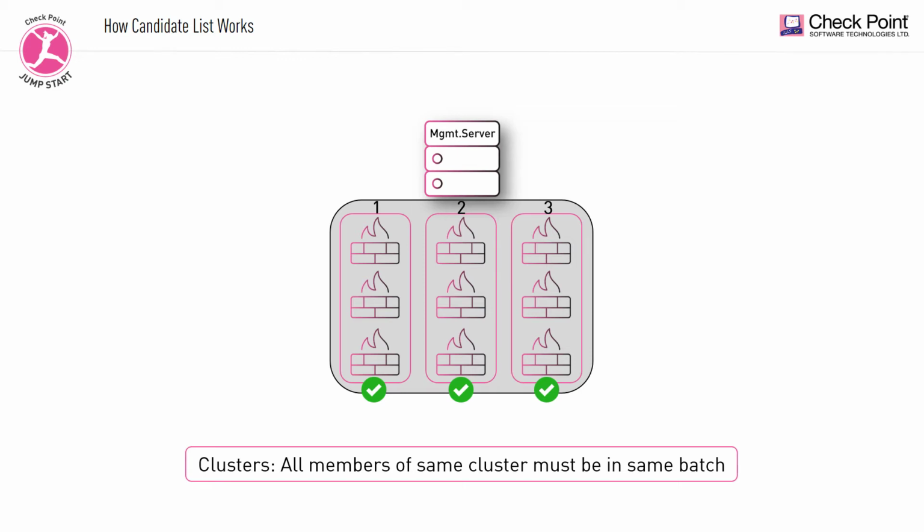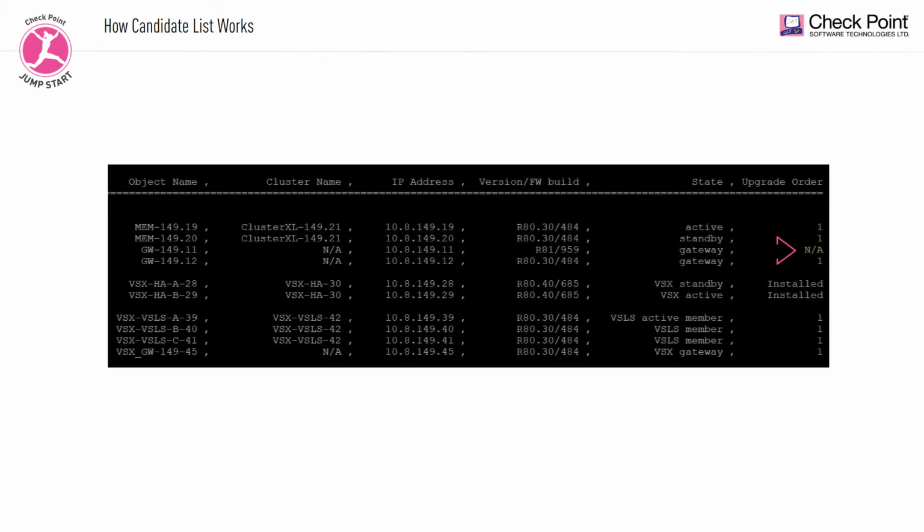During the candidate list process, CDT also assigns a value of NA to gateways that are not eligible for package installation. You should not change this value. Additionally, CDT assigns a value of installed to gateways on which the requested package is already installed. This value should not be changed as well.